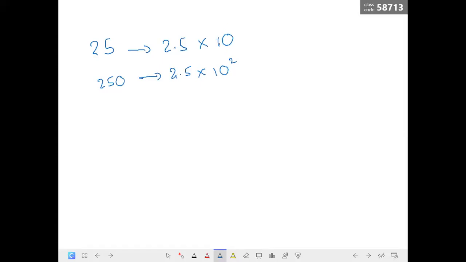Then you can write this one. If you wish, you can write like this: plus 2.5 times 10 to power 1. Then the sign is there, mantissa is there, exponent part is there. All three parts are there.